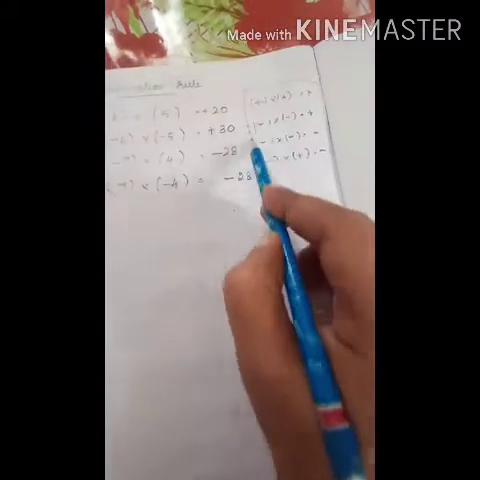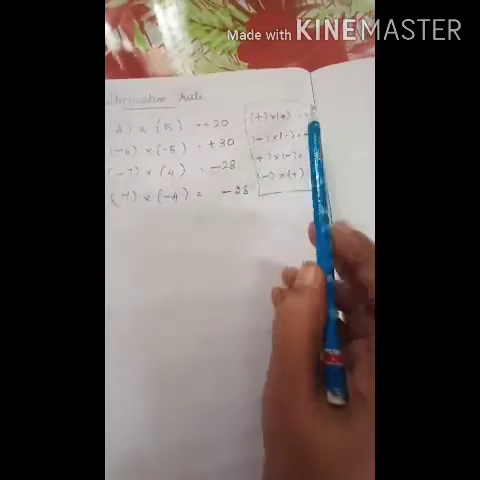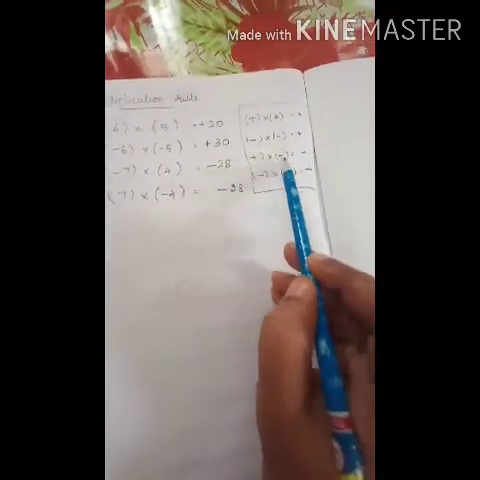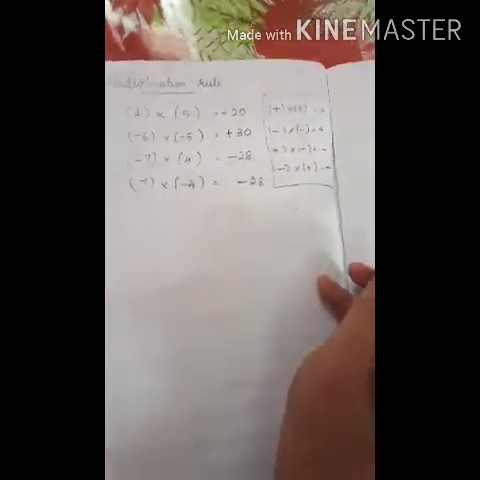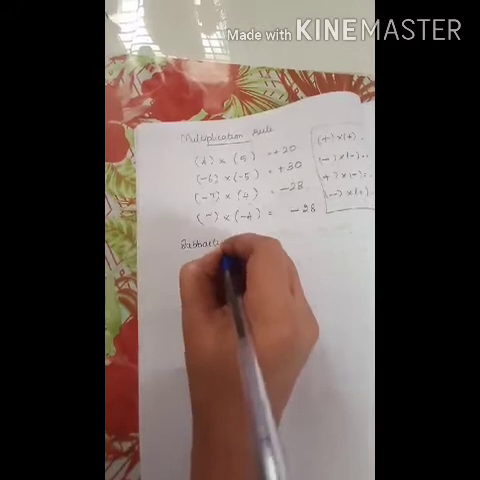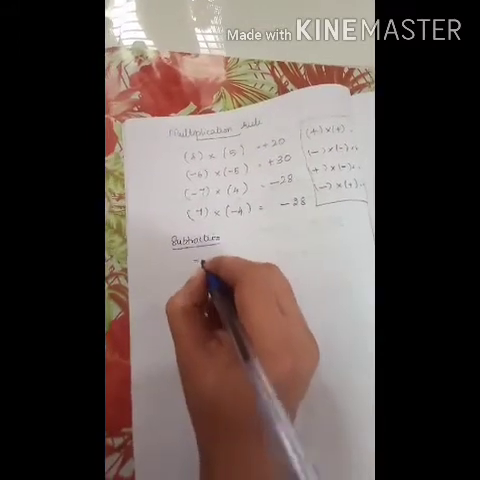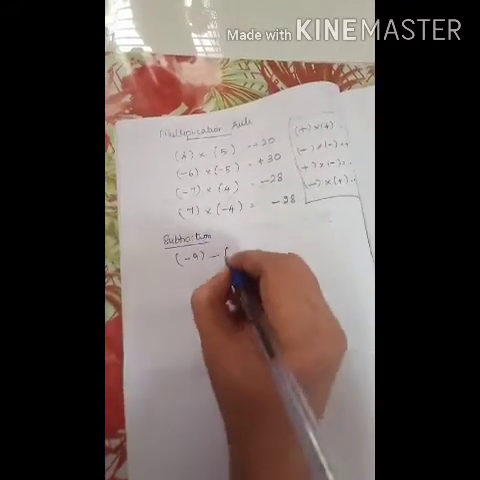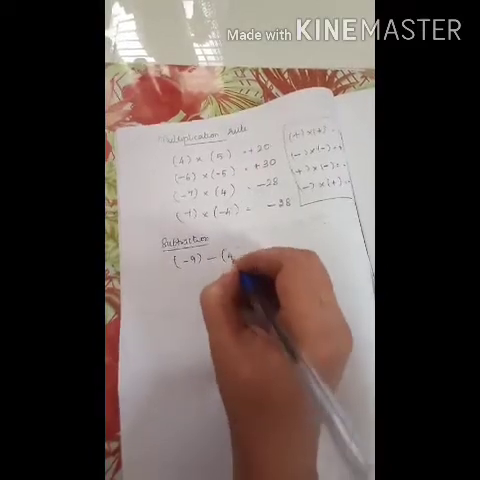This is the multiplication rule. So plus into plus is plus, minus into minus is plus, plus into minus is minus, minus into plus is minus. In subtraction, what will you do? For example, minus 9 plus, minus 4.